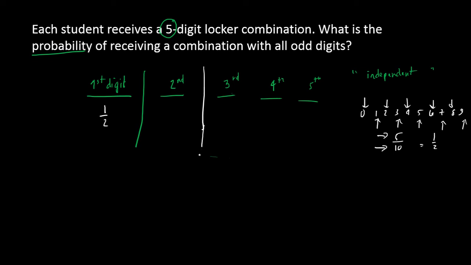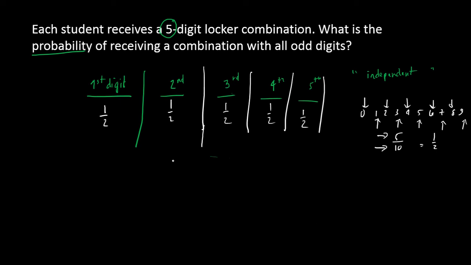What about the second digit? Well, if these are independent, then the second digit would have the same odds, right? It's still a 1 in 2 chance of whether this will be an odd or even number. It's the same thing for the third digit, the fourth digit, and the fifth digit. Each one of these has a 50-50 chance of being an odd digit.